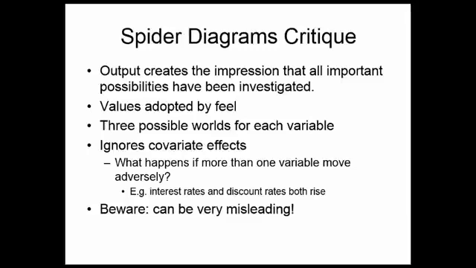For this reason, I would recommend that spider diagrams be used very, very cautiously, and wherever they are, some sort of a notation to point out to the reader that the covariate effects especially have been ignored should be made very, very prominently. You can see with a number of these forms of analysis, the major problem is that we're not able to analyse more than one or two variables at a time.